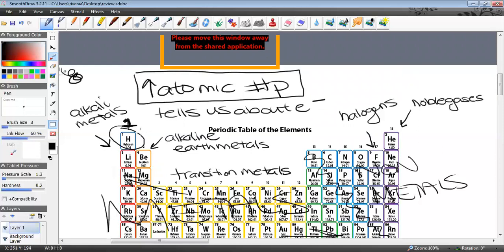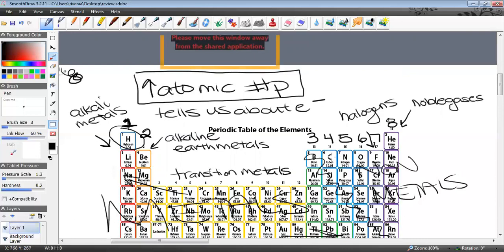1 valence electron. Very good. Everybody in group 2 has 2 valence electrons. This is group 3, 3 valence electrons. 4, 5, 6, 7, 8.